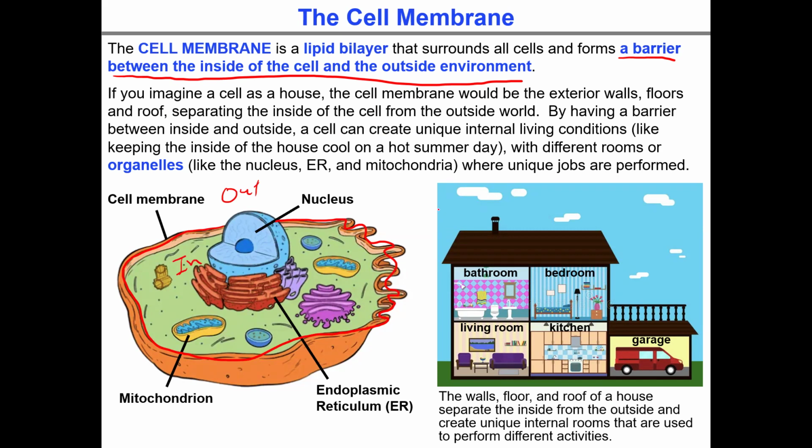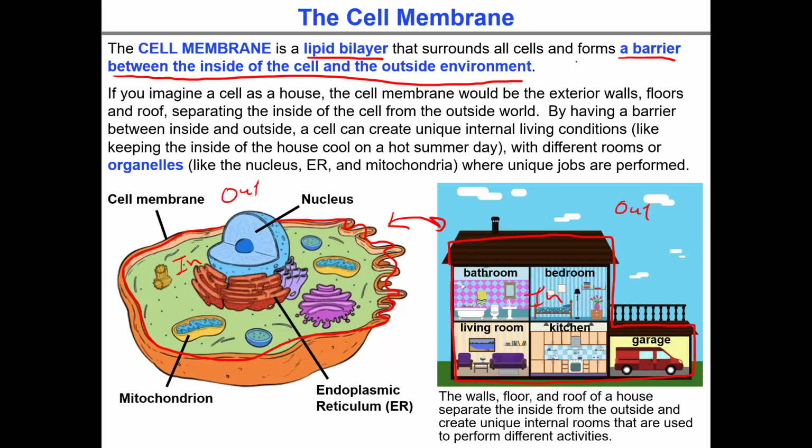Now, if we were to look at that as an analogy with a house, the cell membrane would be the same as the walls of our house. The reason why is because just like the cell membrane, the walls of a house are meant to separate the outside environment from the inside. So again, the cell membrane is very similar to the walls of a house. And it's going to be doing that via the lipid bilayer.